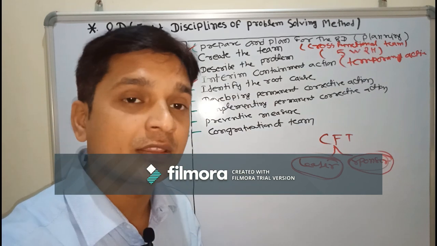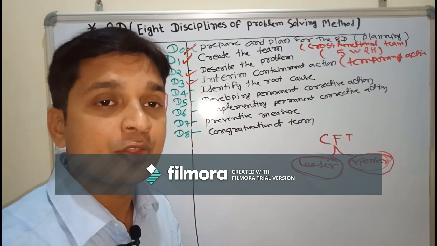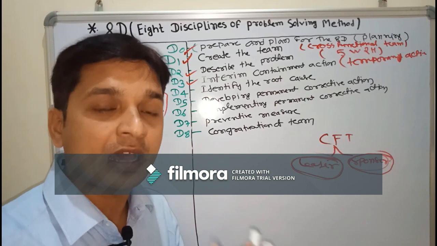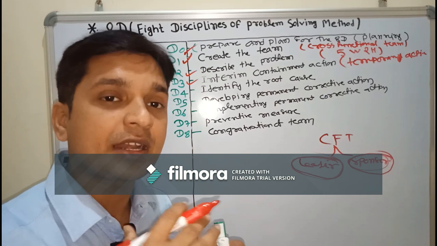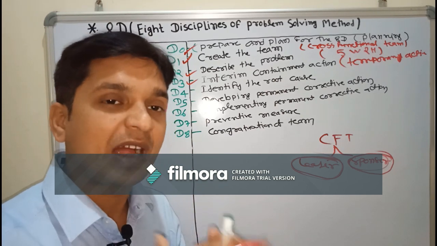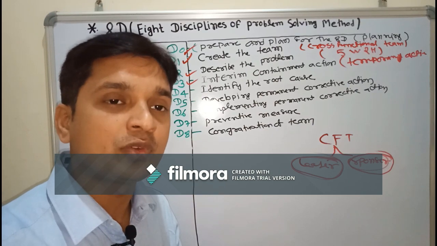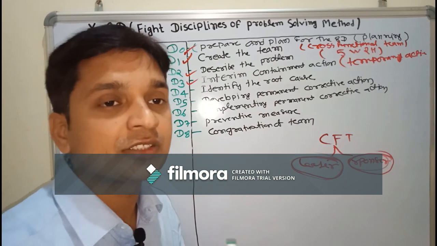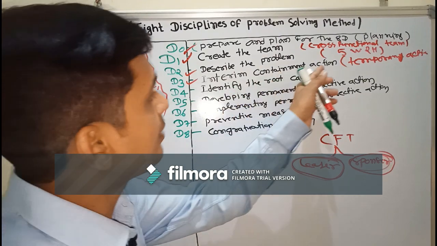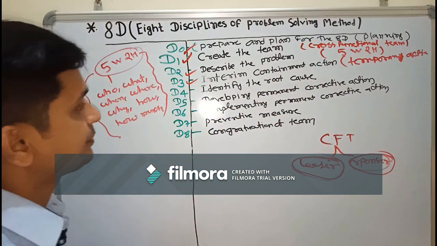You have to segregate the product at the customer end. You have also segregated the product in-house in your company. That is your correction process. Means before finding the permanent solution, you have to take some temporary action. That is called interim containment action, temporary action.